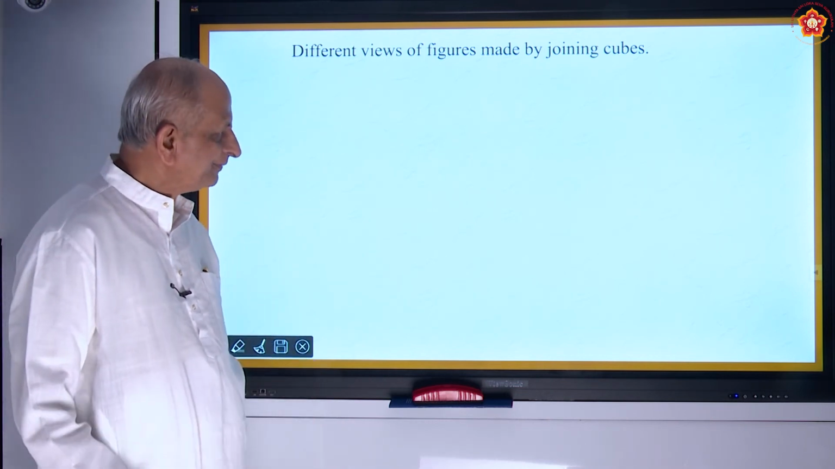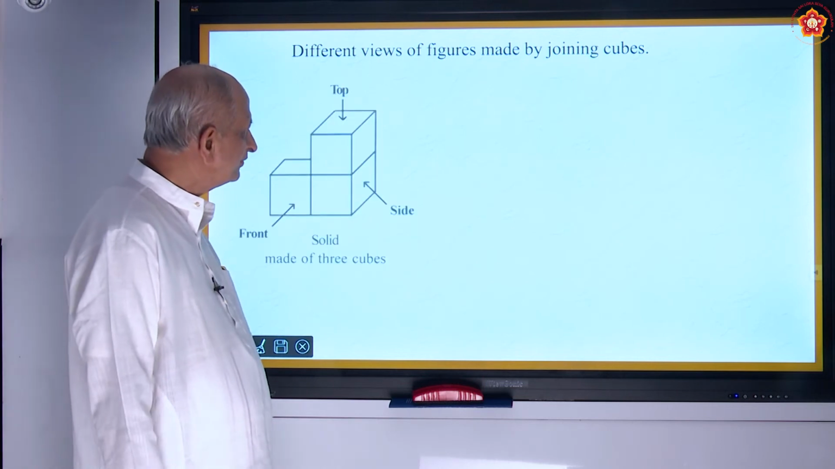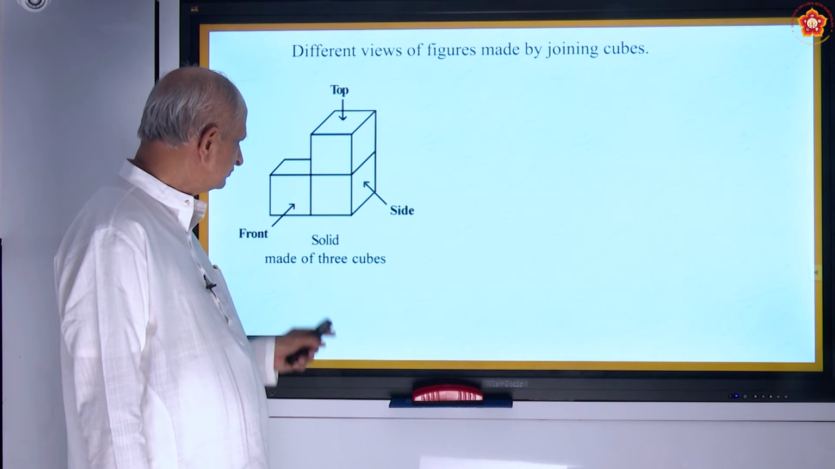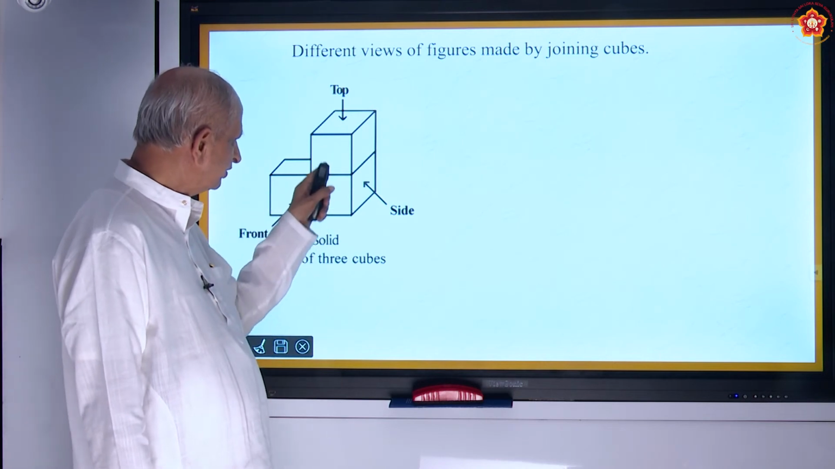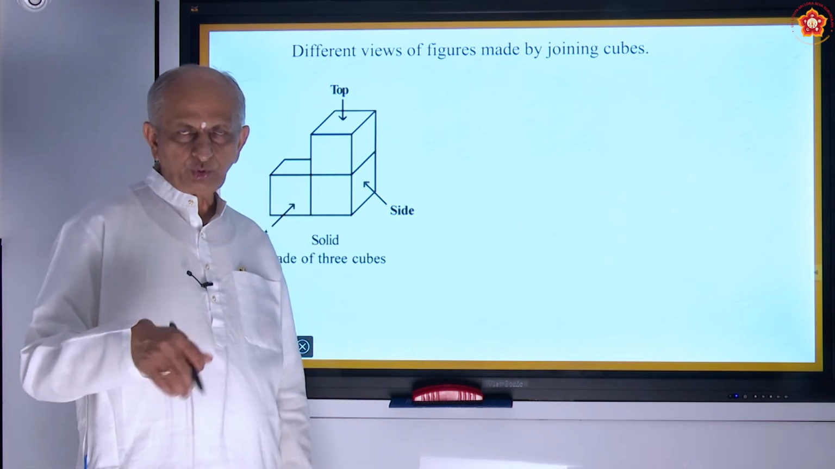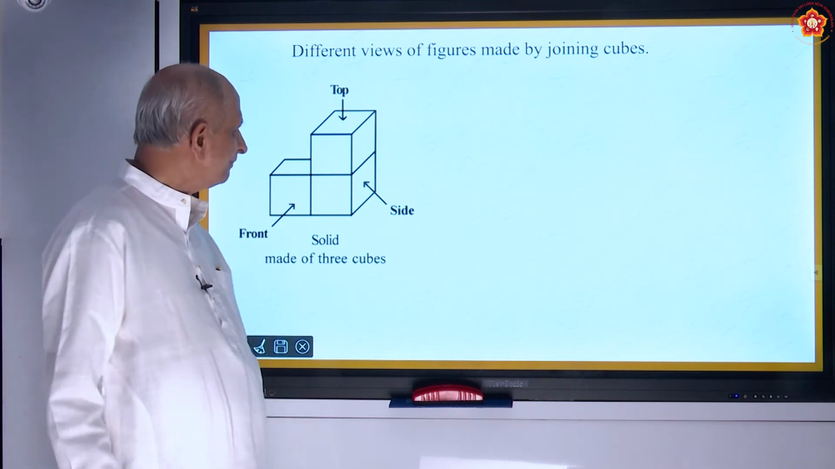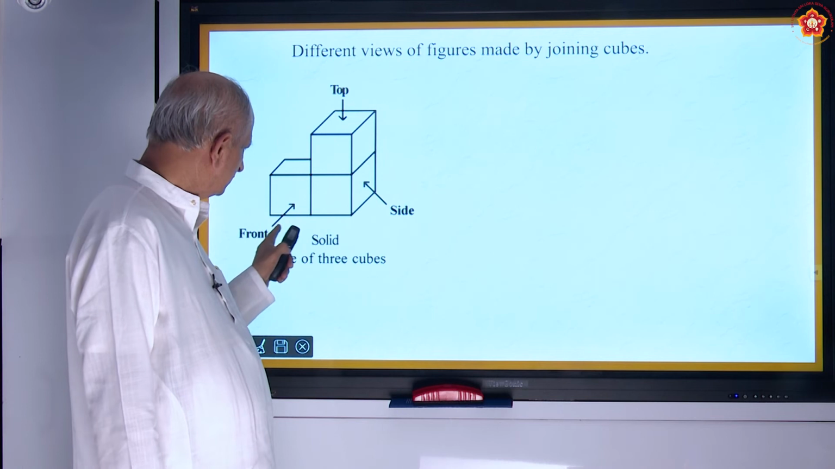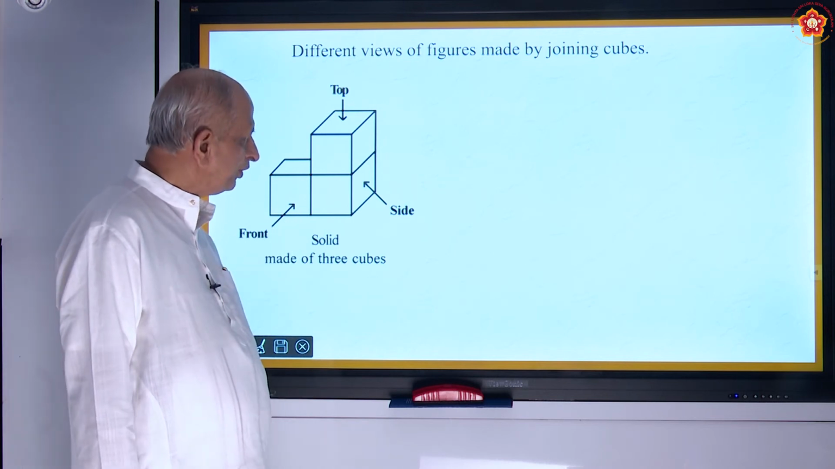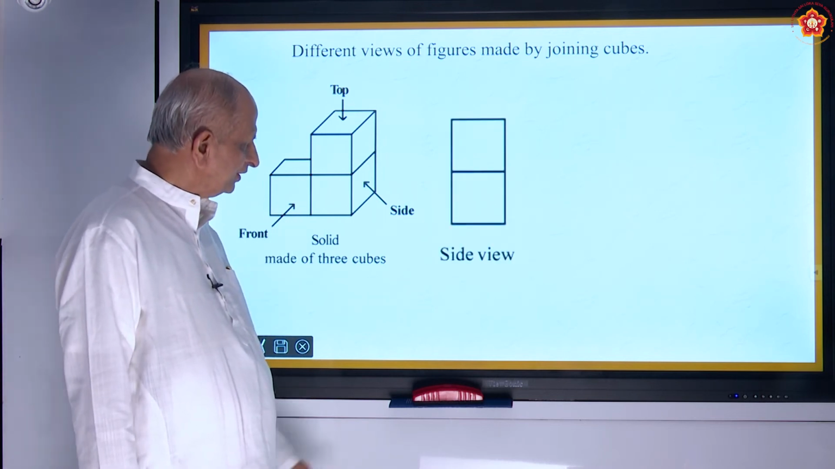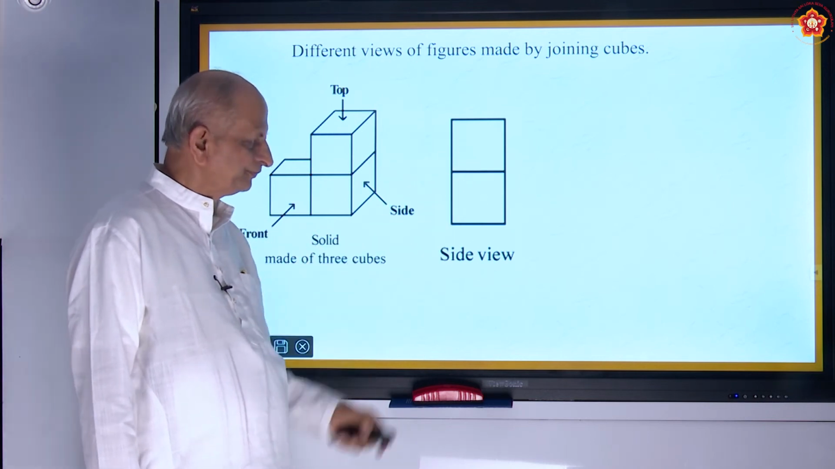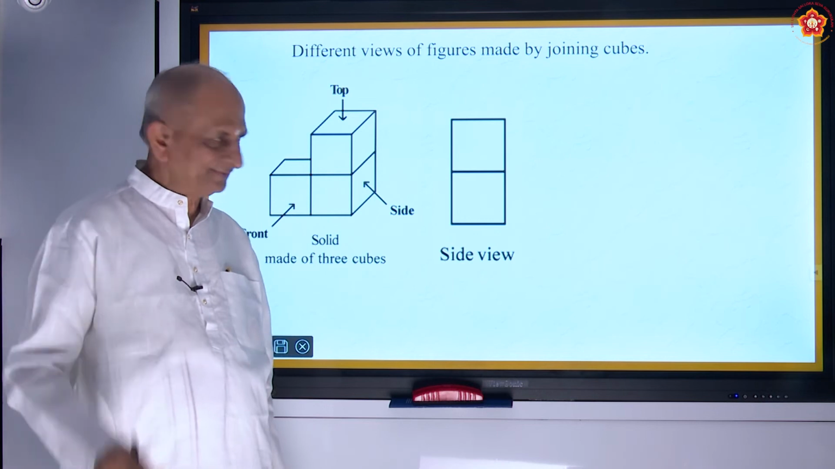So here, if you take 3 cubes and arrange them, 1, 2, 3, 3 cubes are kept, 2 of them in the bottom and 1 in the top. This is called the top cube, side cube and front cube. When you observe from the side, you can see only 2 cubes. The third will be at the back side.